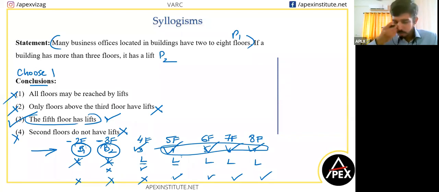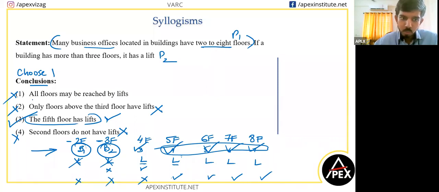Praveen also has a doubt. Statement doesn't talk about 5th floor. Praveen, that's right. The statement doesn't talk about the 5th floor, but many office buildings have 2 to 8 floors. So you have to consider all the possibilities, even though the 5th floor is not explicitly mentioned.